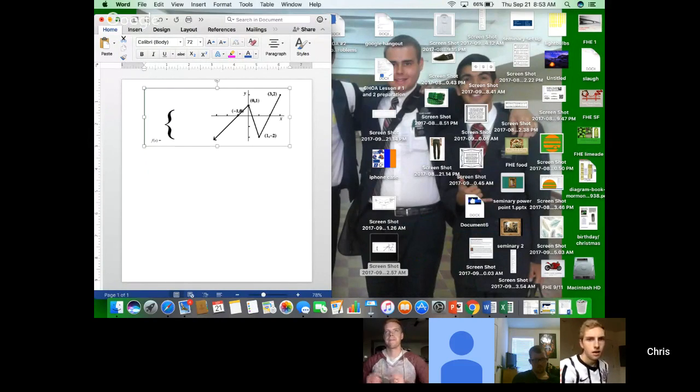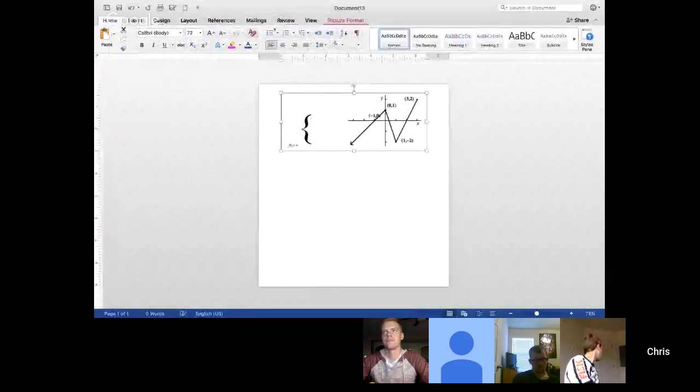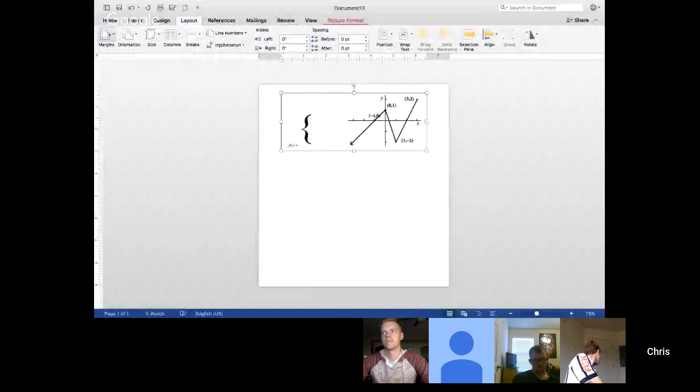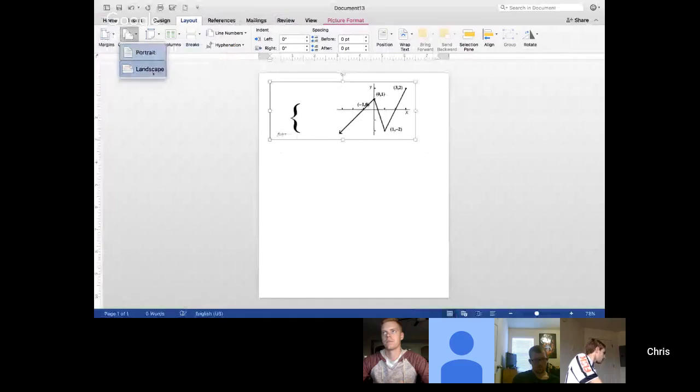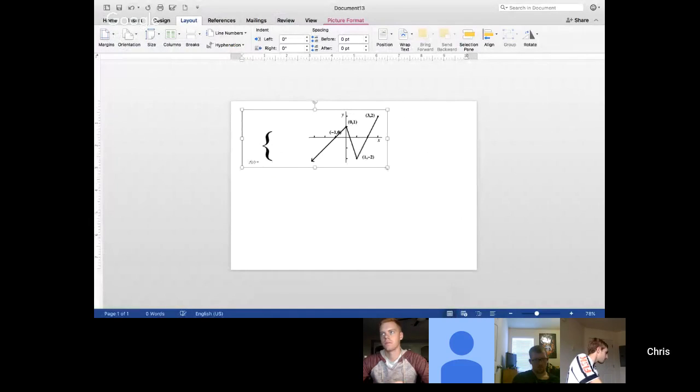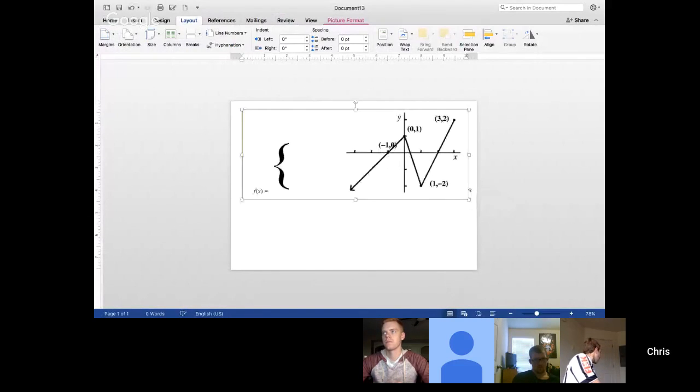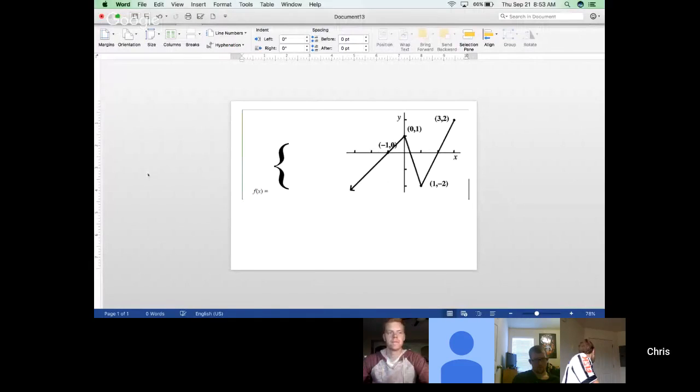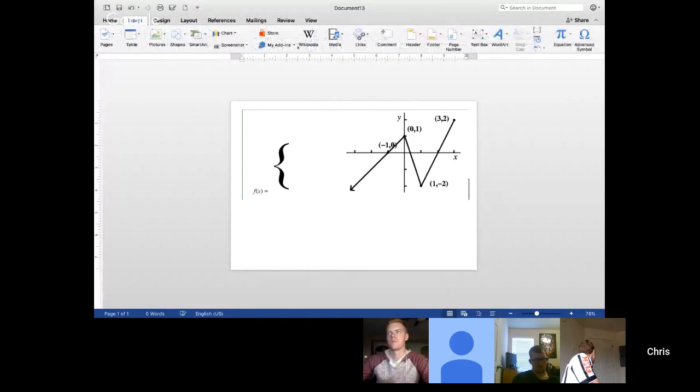I have a better idea. Layout, margins, no. Landscape. Yes. That way I can put a text box on top of the image itself.